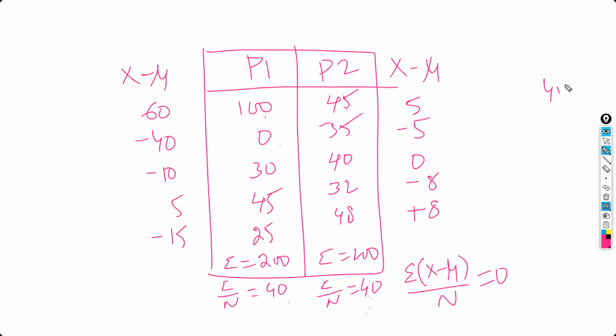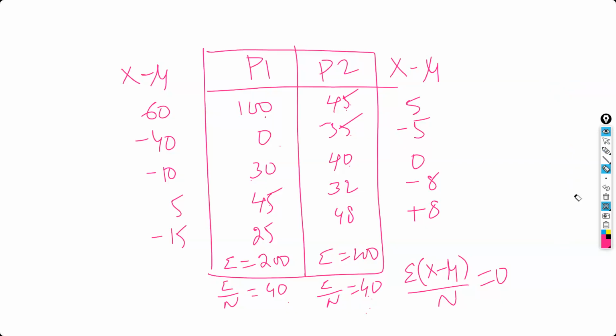If you take one more player who has made every run 40 only, every match 40 only, what is the deviation of every match? 0, 0, 0, 0, 0. If you calculate the average, that is also 0. So for every data set, you are going to get the average deviation as 0.